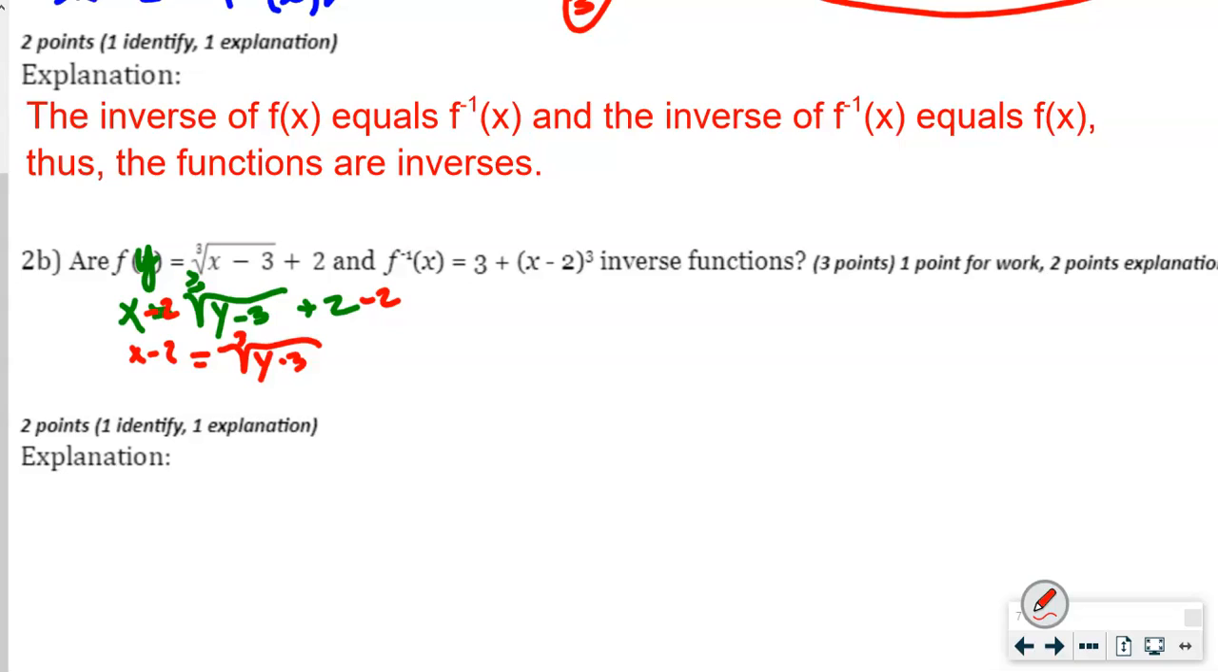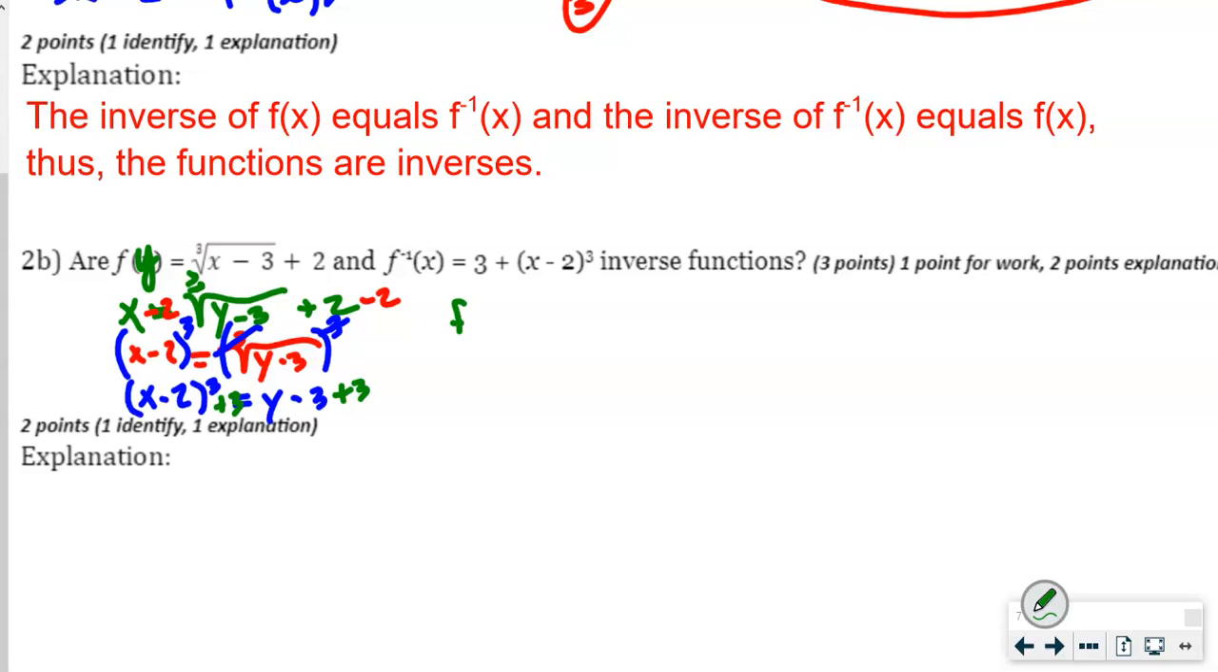So to get rid of a cube root, remember again, we're going to cube both sides. That's supposed to be a 3, y'all. And over here, same thing, 3. So now those two cancel each other out. So we have our x minus 2 cubed is equal to y minus 3. So we are going to have to add 3 to both sides, aren't we? Add 3 to this, add 3 to this.